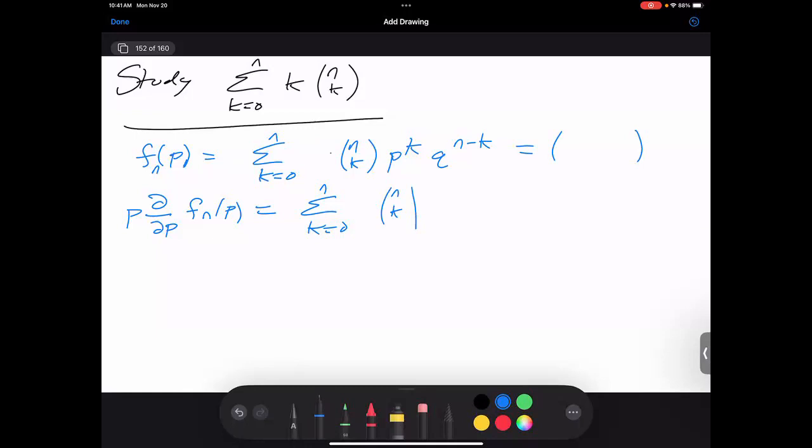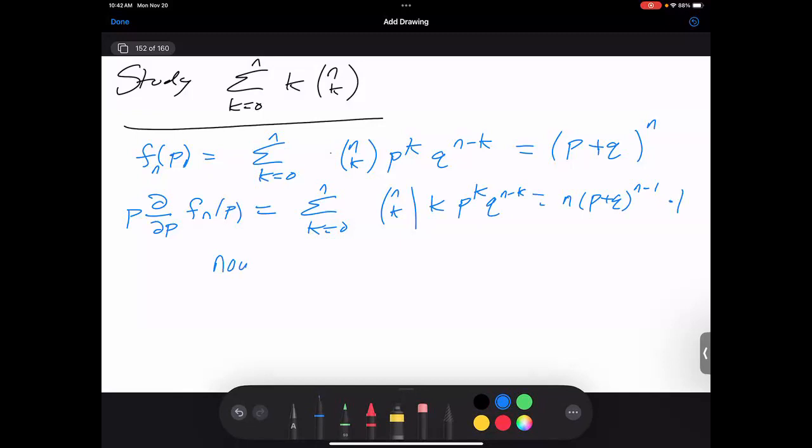You got to know this, guys. This is the binomial theorem. This is just p plus q to the n. So if I take the derivative with respect to p, I get a k, p to the k minus 1, but then I'm multiplying by p, so the power stays as p to the k, q to the n minus k. And if I take the derivative of the right-hand side, I'll get n times p plus q to the n minus 1. And then what's the derivative of p plus q with respect to p? It's just 1.